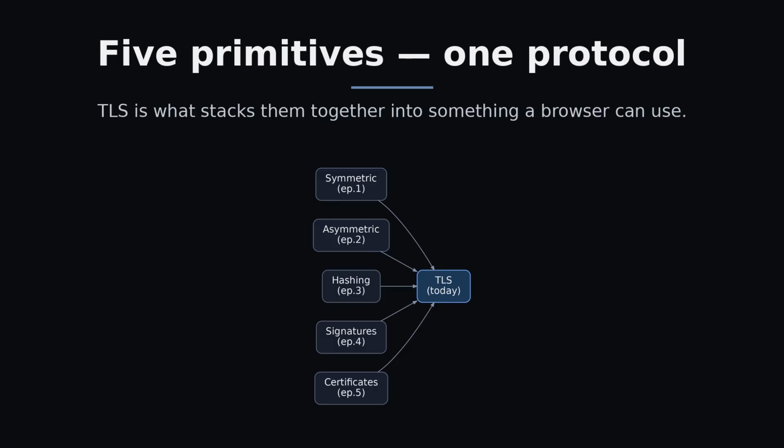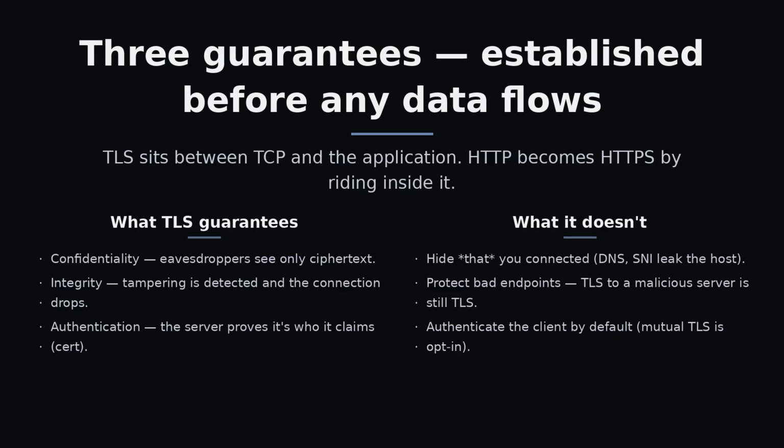That protocol is TLS, and it is the foundation that almost every byte on the modern internet rides on top of. TLS sits between the raw network and your application. When you load HTTPS, the browser opens a TCP connection, then layers TLS on top, and only then starts speaking HTTP inside it. The protocol gives you 3 things. Your traffic is encrypted, any tampering breaks the connection, and the server has to prove its identity with a certificate before it ever sees your request.